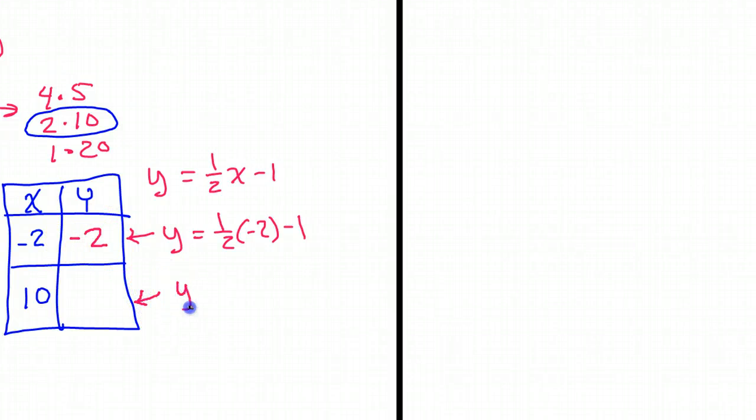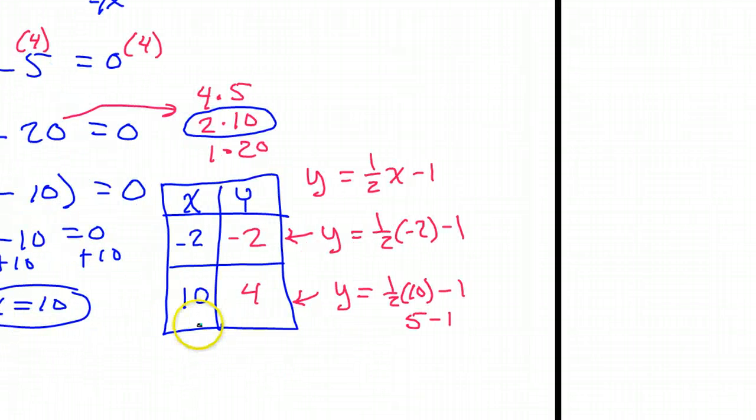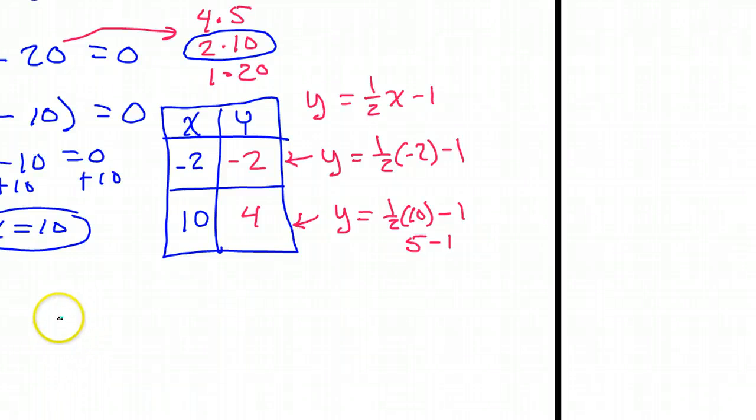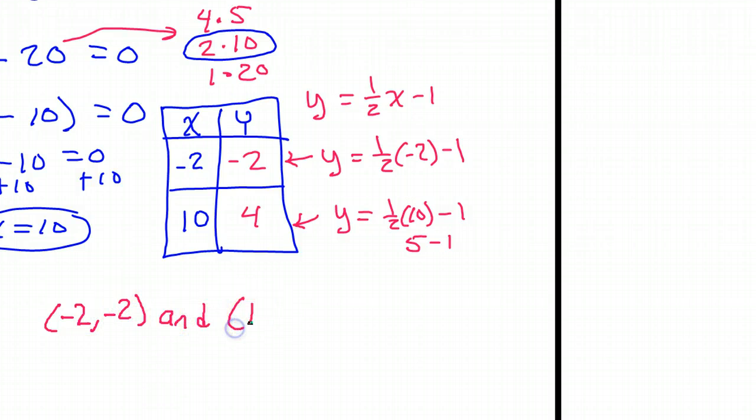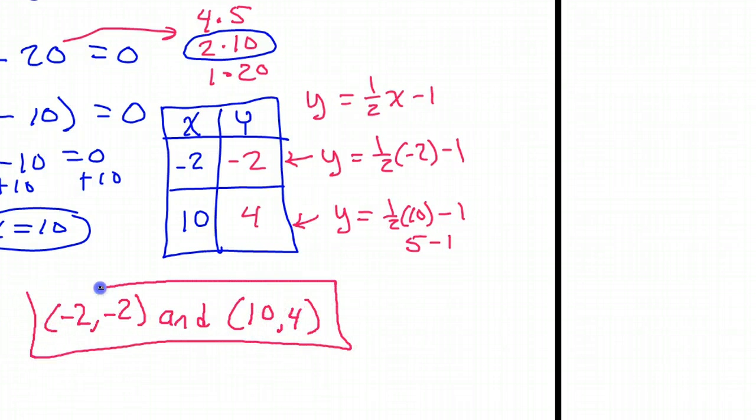Now for this one, that's going to be y equals 1/2 times 10 minus 1. Somehow I have more faith that you can do this one on your own. Half of 10 is 5. 5 minus 1 is 4. So these are our two solutions. We've got negative 2 comma negative 2 and 10 comma 4. Let's put a box around that. Okay, that is how you do that.